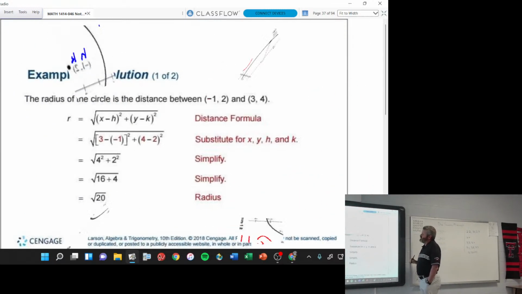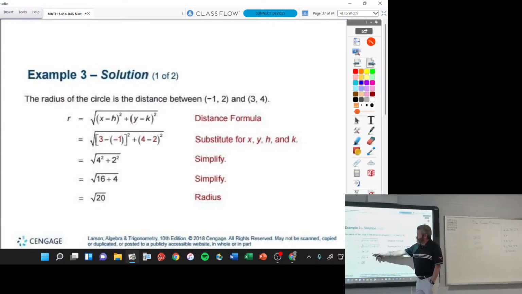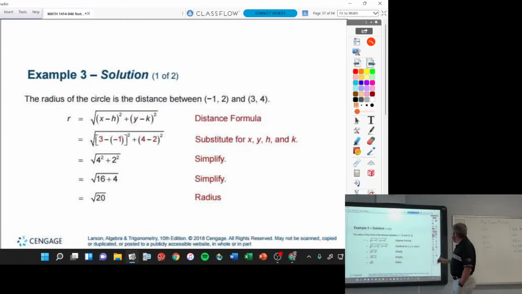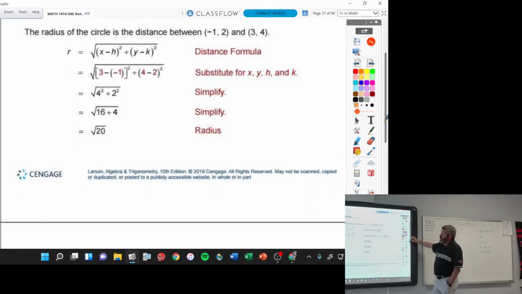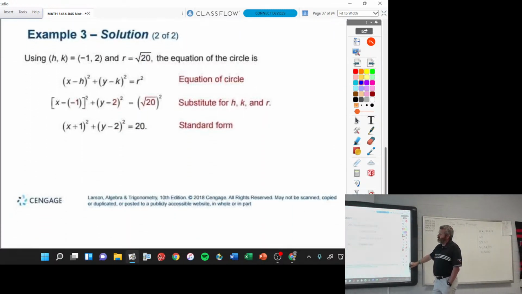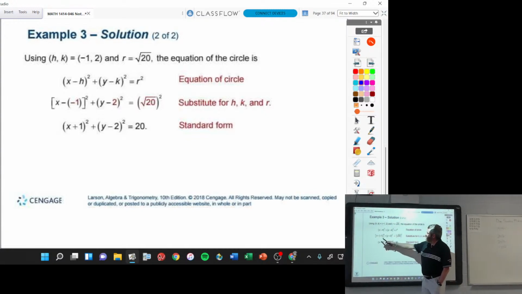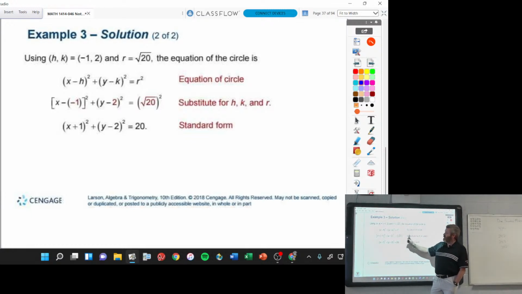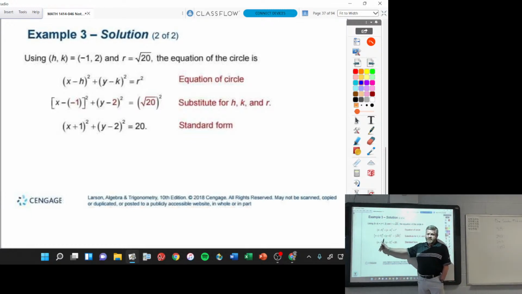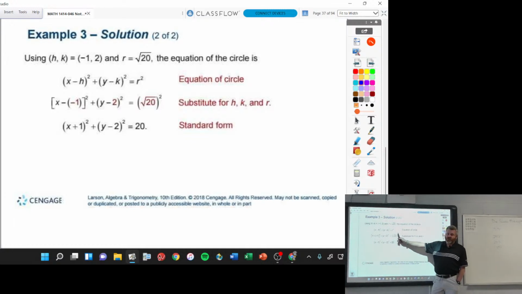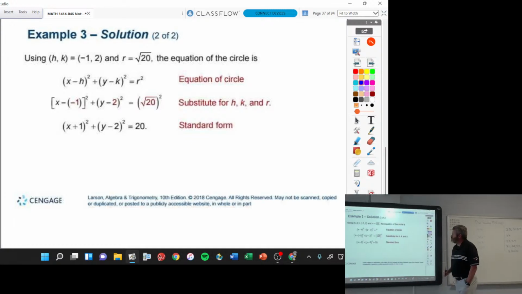They took the square root of both sides, went through, and found out that the radius was the square root of 20. And now that we know that the radius is the square root of 20, we can plug everything into our equation. So they plugged in x minus negative 1 squared plus y minus 2 squared equals the square root of 20 squared. By simplifying x minus negative 1, they got x plus 1. Here's their y minus 2. Both of those are squared. And of course, the square root of 20 squared is in fact just 20.